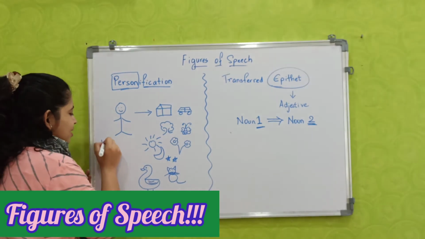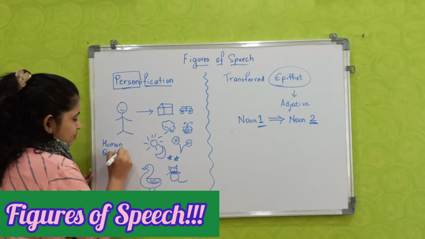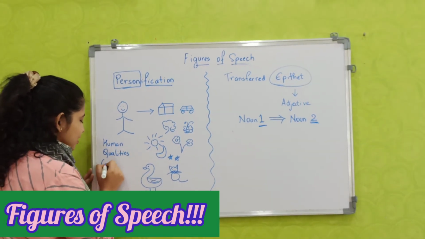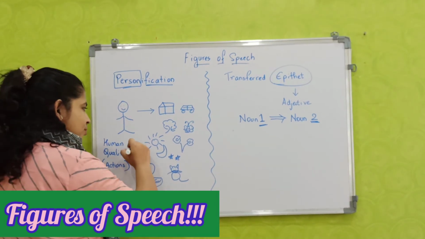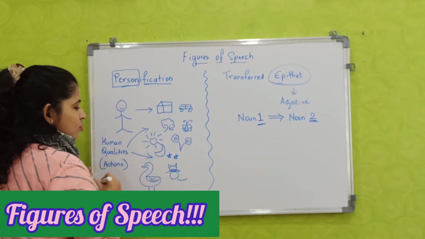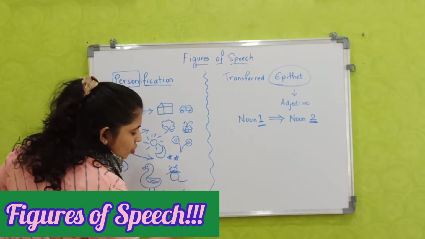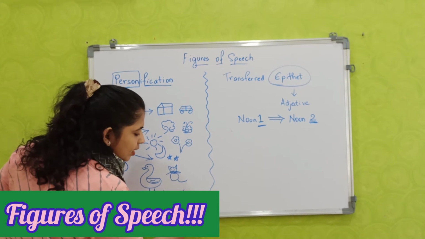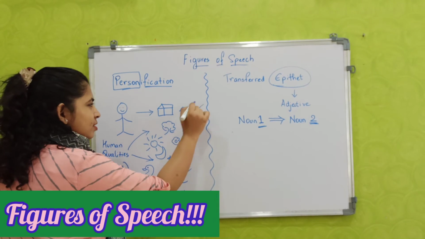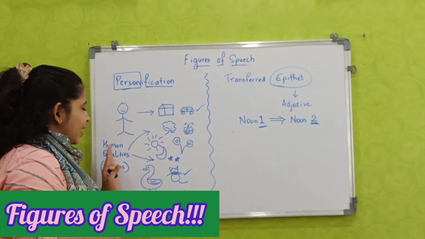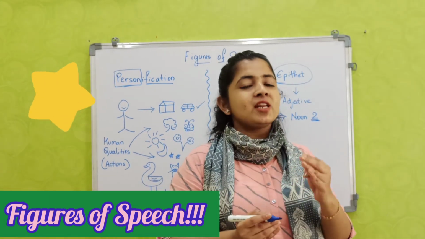What I'm trying to say is human qualities, or you can say the actions attributed to living or non-living things other than human beings. Okay, these are non-human beings and these are the non-living things. So these activities are attributed or given to non-human beings or non-living things.